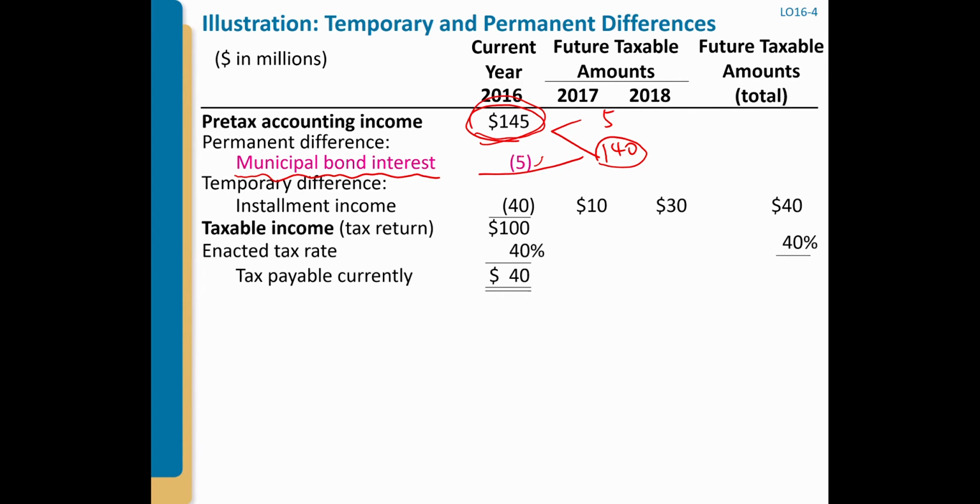Remember, we sold a piece of land, and the total is $40 million. This is the installment sales. We're going to receive the payments next year 10 millions, and the year after 30 millions. So this is the installment sales situation, and the installment sales create temporary differences.